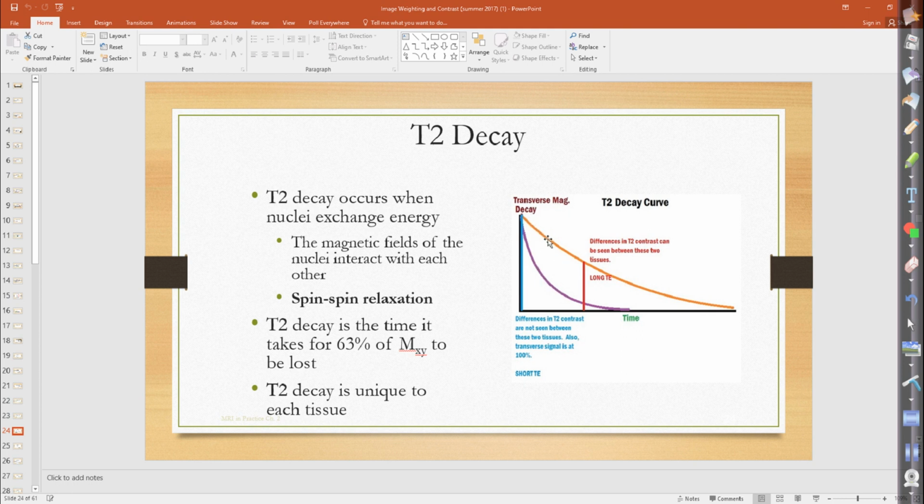And due to its properties, fat and water decay at different rates, and fat decays a lot quicker than water. The main reason is water was further spaced apart in terms of its neighboring spins, so it wasn't giving off energy to its neighboring spins as quickly as fat was.